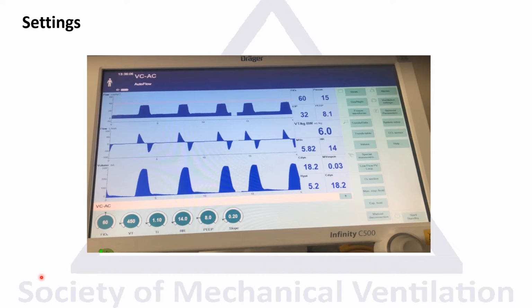We'll talk again about the settings, how to set the mandatory minute ventilation. Here we're using a Draeger Infinity C500 with a lung simulator, a simple simulator to induce spontaneous breathing. Right now the patient is on volume control and the auto flow is on. That's why again it's using decelerating flow, and it looks like pressure controlled. So this is basically PRVC. And we'll switch that to mandatory minute ventilation.